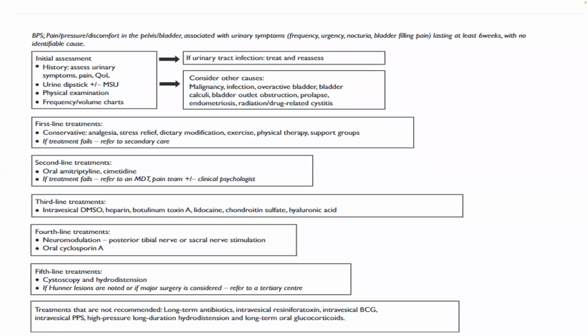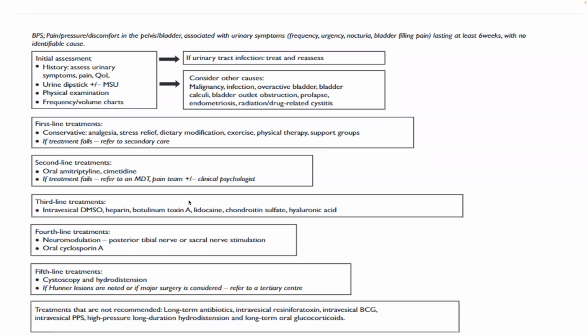Okay, all right. So the first line of treatment is conservative management, which includes simple analgesia, stress relief, dietary modification, try to do some exercise, physical therapy, support groups. And if this conservative first line treatment fails, then you refer the patient for secondary care. Secondary care is oral amitriptyline, which is off-label use for this condition. And if this treatment fails, then you have an MDT, pain team, and a clinical psychologist.